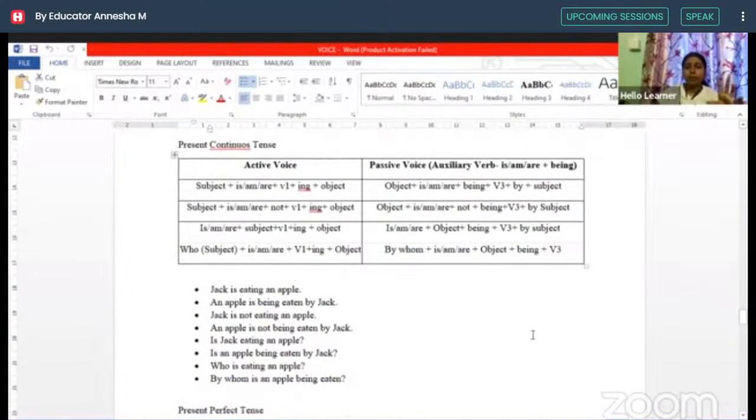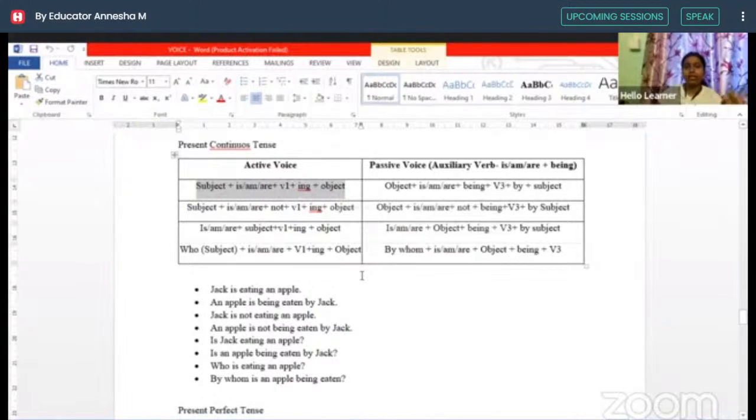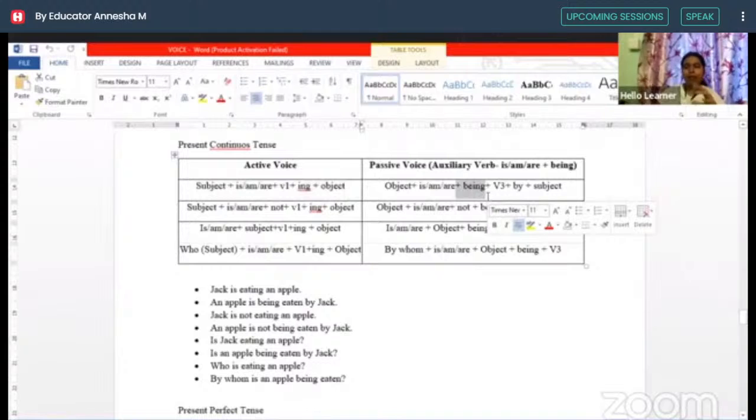Next, we come to the present continuous tense. We also completed the present continuous tense, and same formula is used here. Subject is, am, are, V1 plus ing plus object. So Jack is eating an apple. So what does the passive become? An apple is being. We are adding being in the continuous tense. An apple is being eaten by Jack, right?